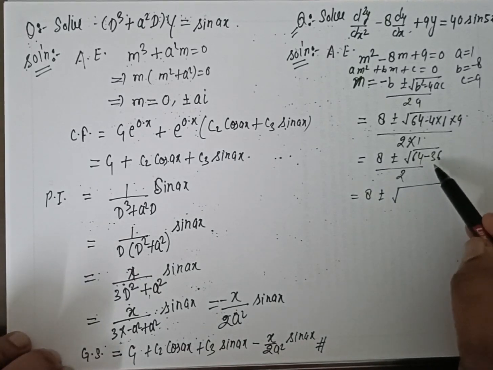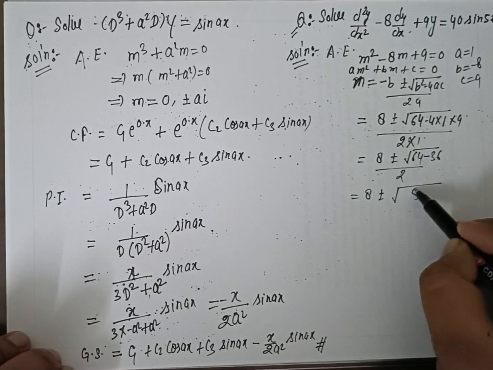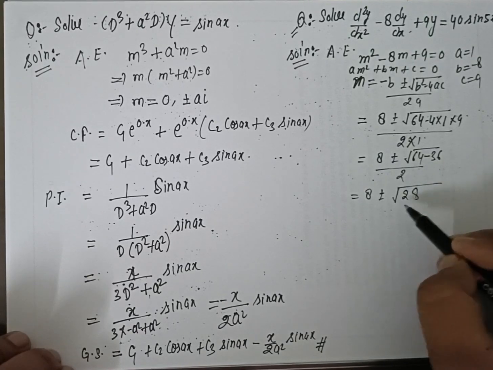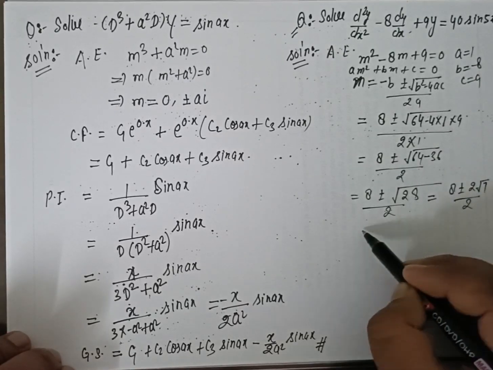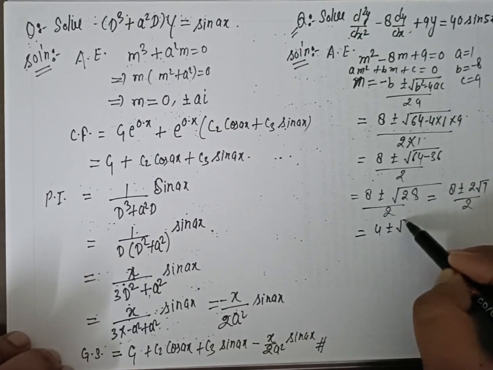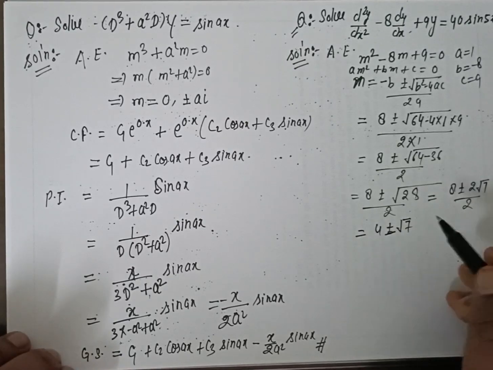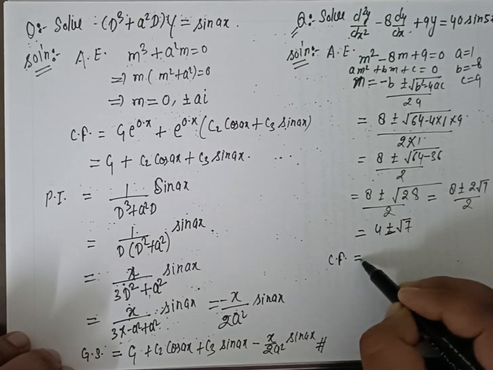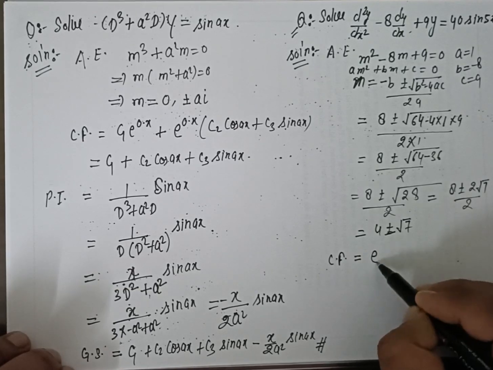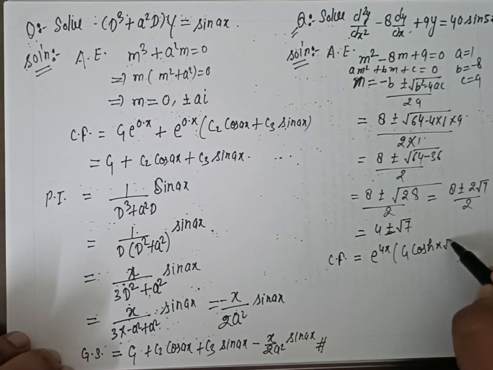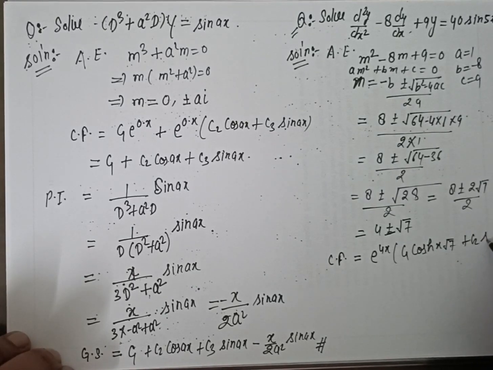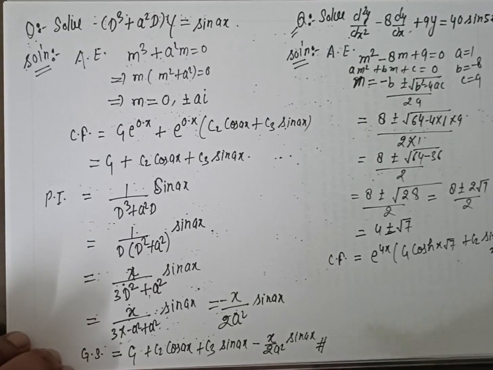What about 64 minus 36? It is 28, divided by 2. So you can write it as 8 plus minus 2 square root 7 divided by 2, and you can write it as 4 plus minus square root 7. We have the roots here. So the complementary function will be e to the power 4x, and c1 cos hyperbolic x square root 7, and then plus c2 sine hyperbolic x square root 7. So it is your complementary function.